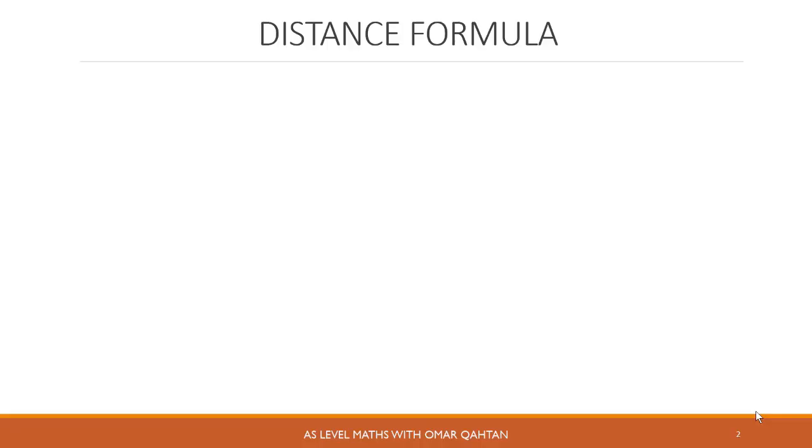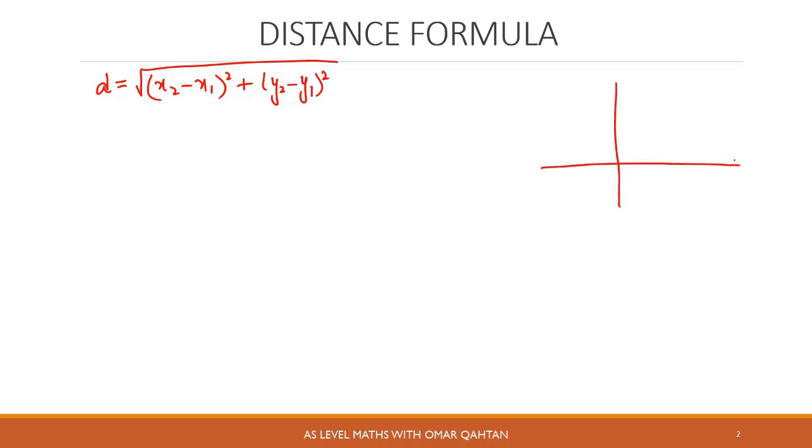First, in coordinate geometry, we will be having a look at the distance formula. The distance formula is d equals the square root of (x2 minus x1) whole squared plus (y2 minus y1) whole squared. The distance formula is mostly used in finding the distance between two coordinates.